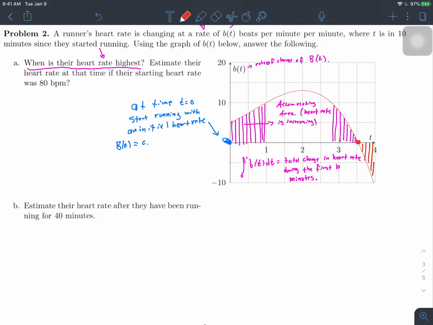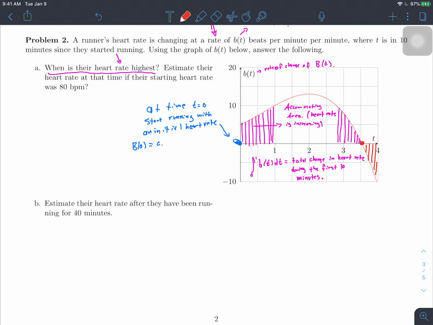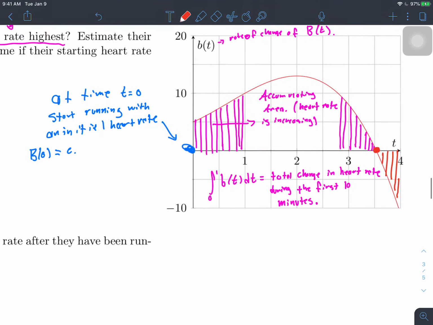What does this mean in terms of the problem? So we want to answer the question, when is their heart rate the highest? Well, since we start with a certain heart rate and then we immediately start increasing our heart rate by accumulating area, and we continue to increase our heart rate by accumulating area until we stop accumulating area.